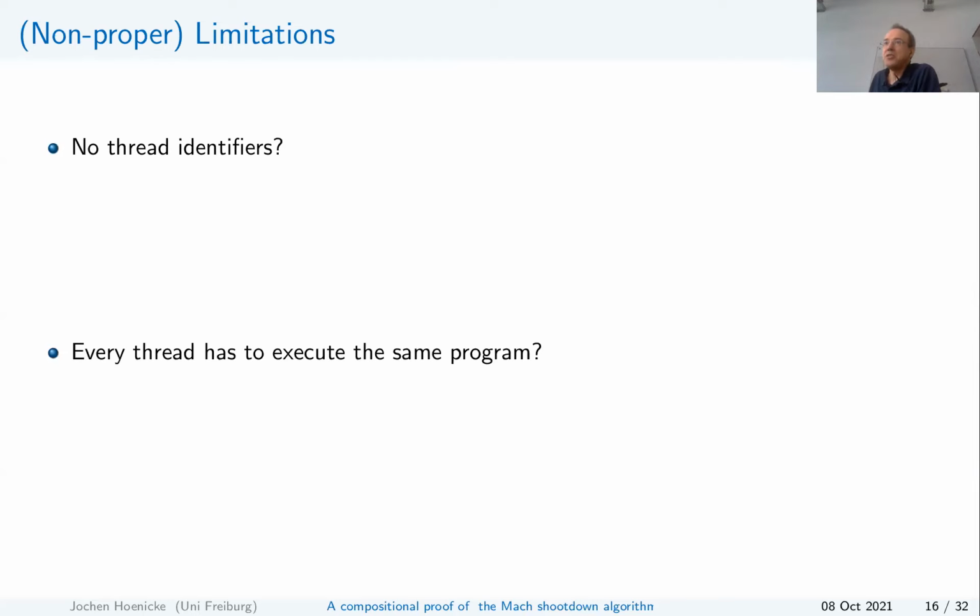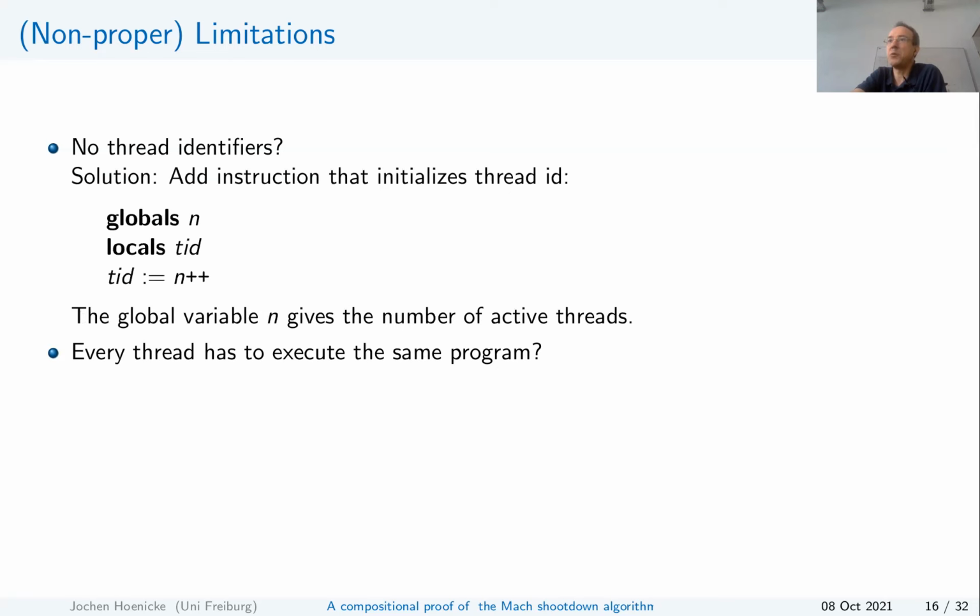So there are some limitations in our system. We don't have thread identifiers, and this is necessary for symmetry. If we had the thread identifier, that would not be enough to show inductivity for thread 1, if we would use that it's thread 1, and also we wouldn't get it for an arbitrary n. Another limitation is that every thread has to execute the same program, also for symmetry. And the reason it's called non-proper limitation is because these limitations are not really limitations. We can work around them.